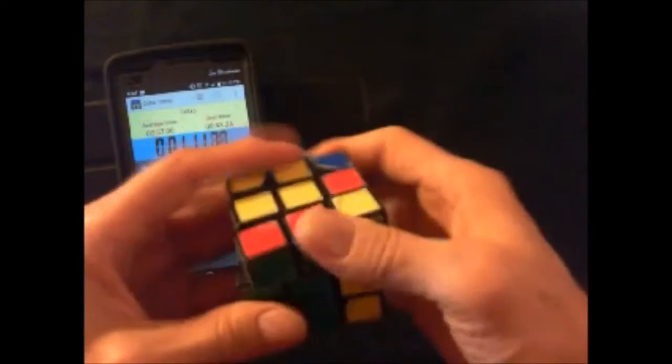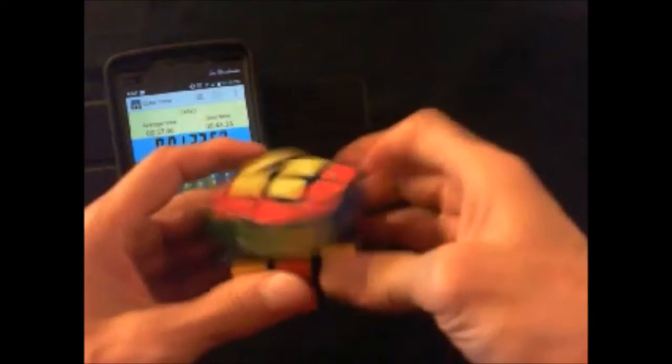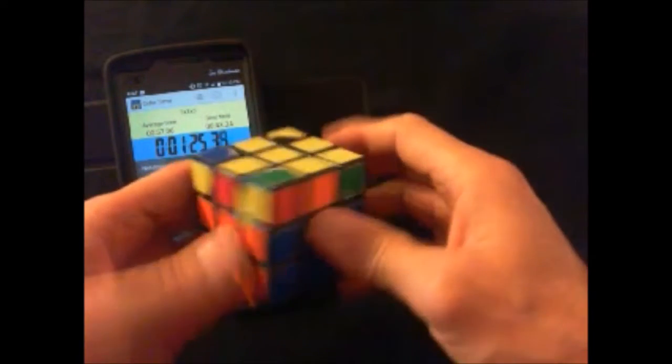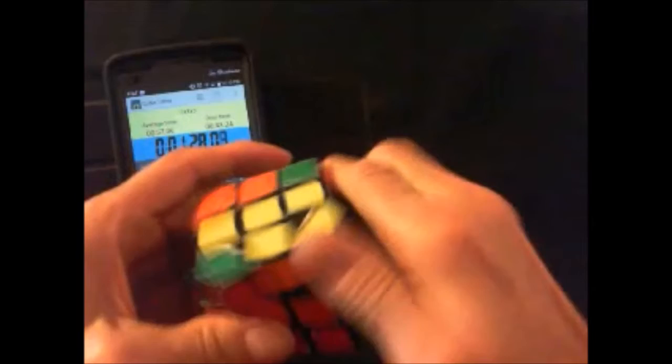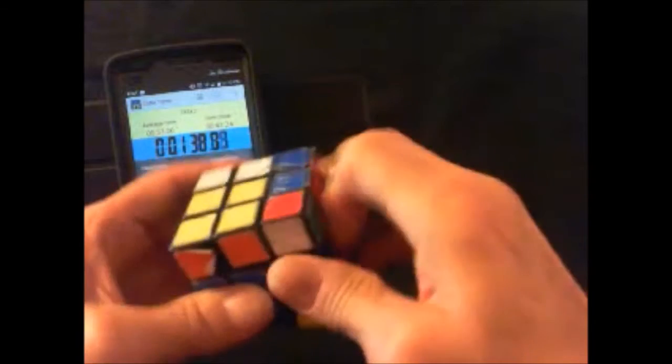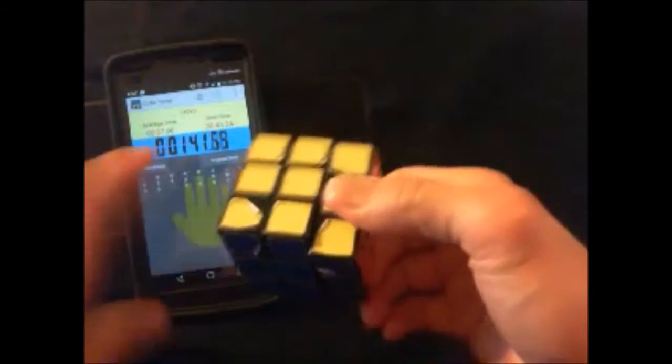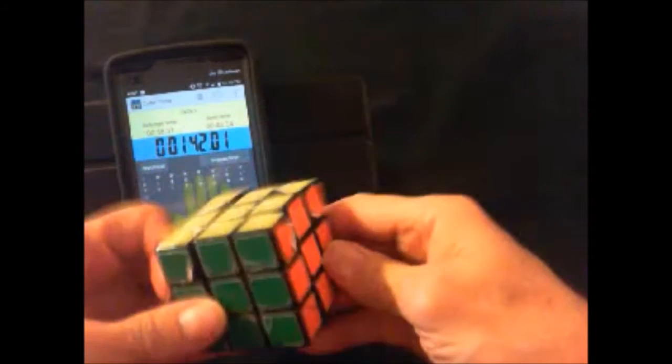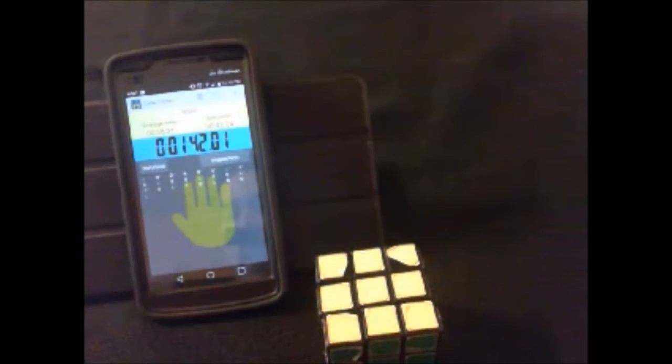There's the second layer. Now for this we have to form the cross on the bottom. We have the cross. Let's see. There's green. Okay, these 2 have to be switched around. And we have this algorithm. This algorithm, and we've solved the cube. 1 minute 42.